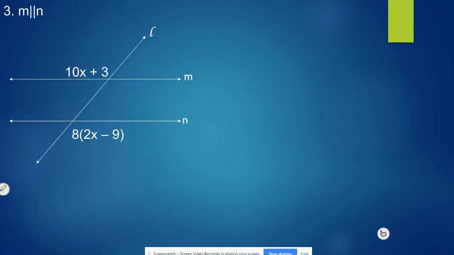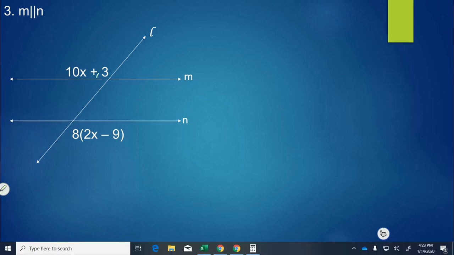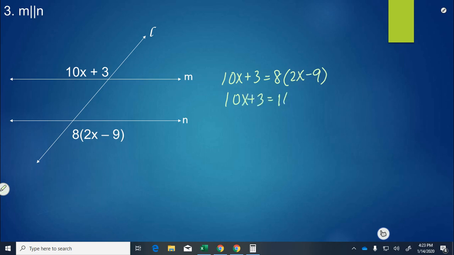Number 3. All right, again, those two lines are parallel, proving that we have some angle relationships here that we can look at. We have this 10x plus 3 is this angle, and that's obtuse, and this 8 times (2x minus 9) is this angle. They are also obtuse, meaning that they are congruent to each other, so we can set them equal to each other. So we have 10x plus 3 equals 8 times (2x minus 9). So that's 10x plus 3 equals 16x minus 72.